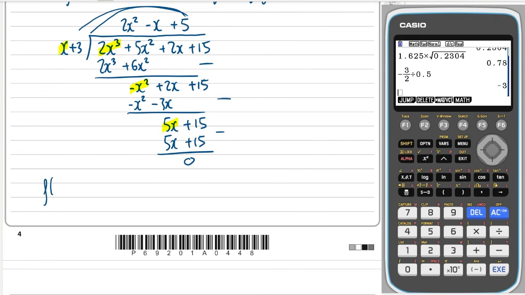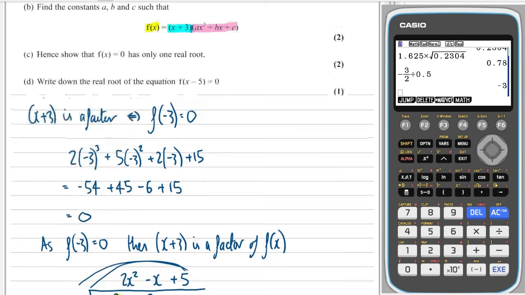So I can write f of x is equal to what we divided by times by what came out of that division. And this tells me that a is equal to 2, b is equal to minus 1, and c is equal to 5. Great, that's that part done.